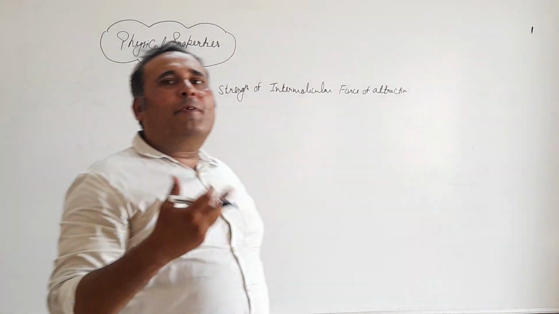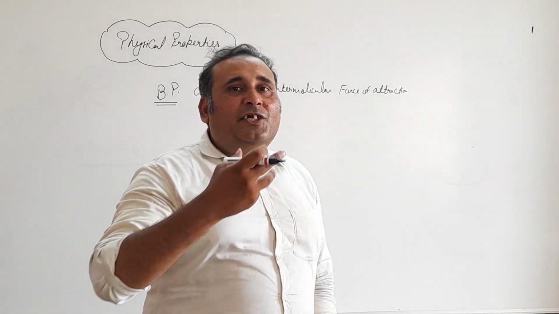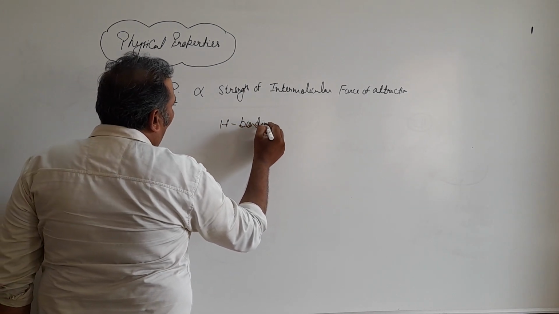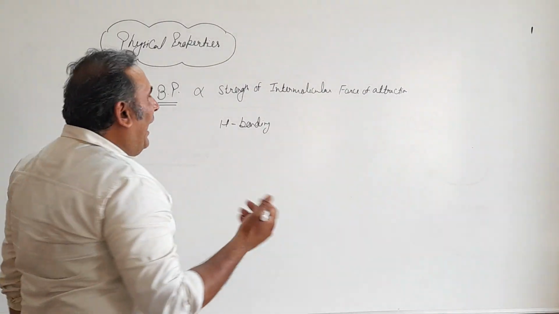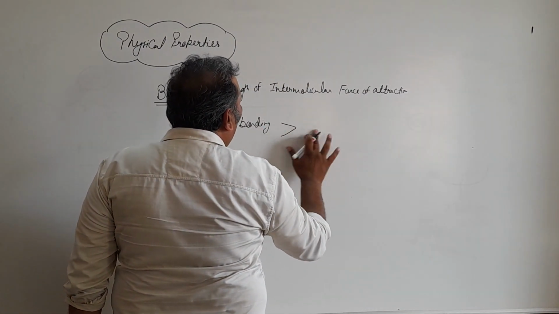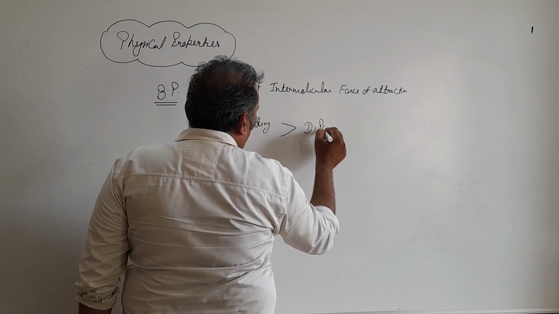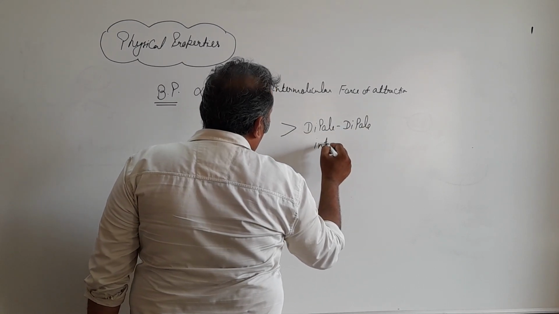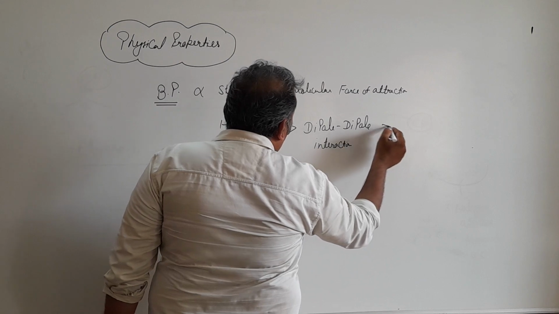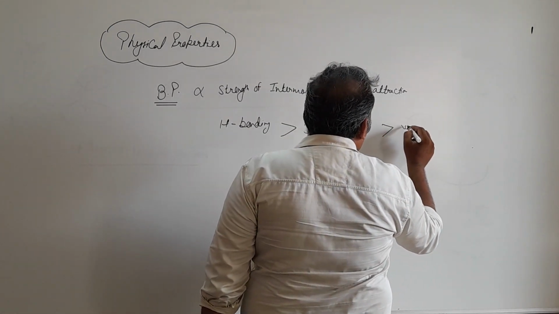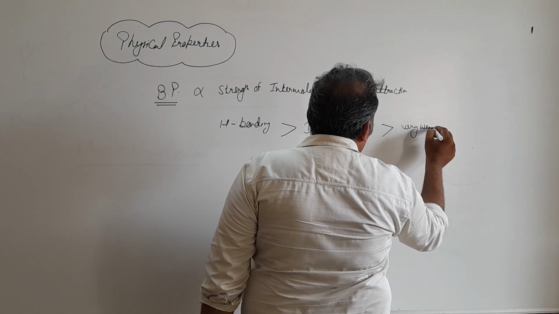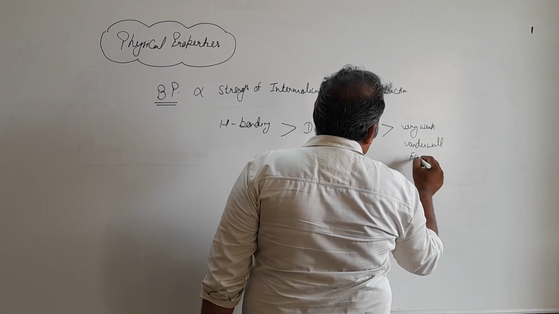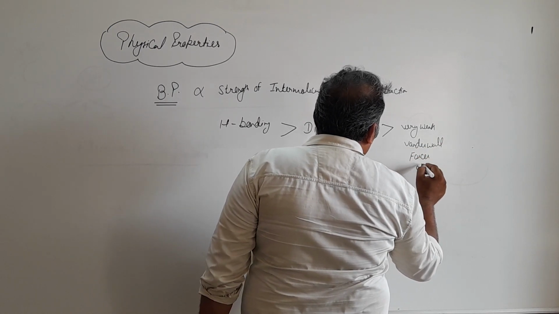If we compare different types of intermolecular force of attraction, we all know that hydrogen bonding is a very strong interaction. After that, dipole-dipole interaction. And in the last, we can say weak or very weak van der Waals forces, or we can say London forces.